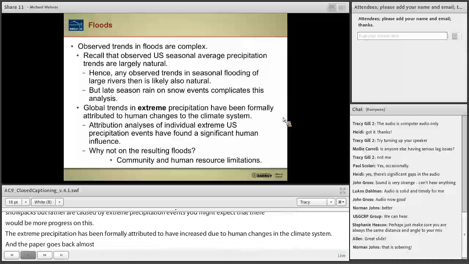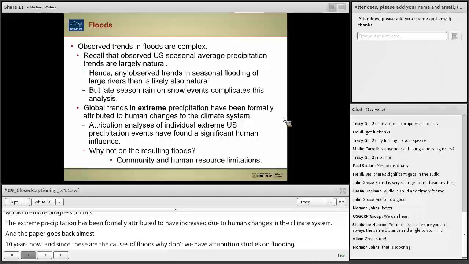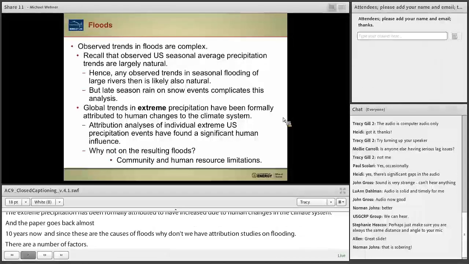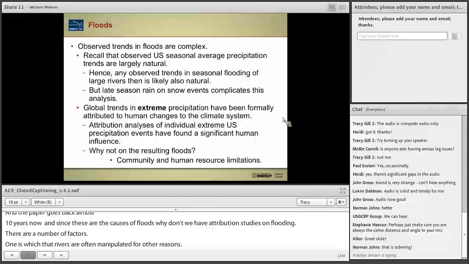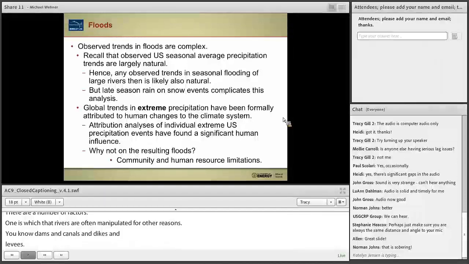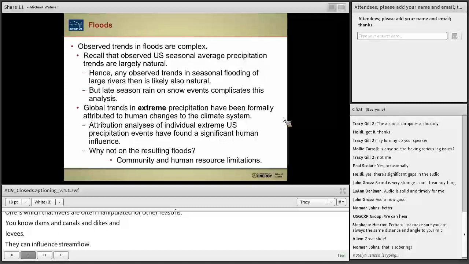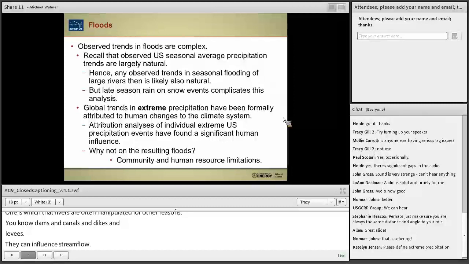Well, there are a number of factors, one of which is that rivers are often manipulated for other reasons, you know, dams and canals and dikes and levees and all can influence stream flow. But another important reason for that is simply that the attribution community is rather small. And it's limited, and there are only so many people to work on this, and they have for one reason or another not turned their attention to the hydrological models needed to draw the connections from extreme precipitation changes to flooding changes. I expect that will be changing because this problem has been recognized in the community.